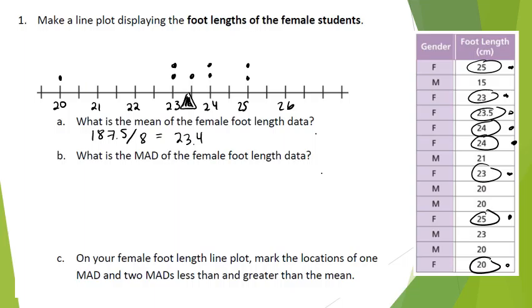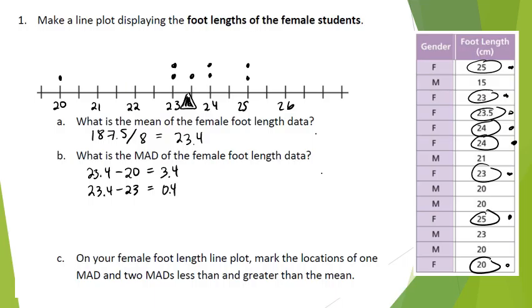Now I'm going to find the MAD of the female foot length data. So again, this will take a little bit of time. I need to compare each of my values to the mean. So I'm going to compare 23.4 and subtract 20, and I get a difference of 3 4/10. I'm going to compare 23.4 and 23, and so then I get a difference of 4/10.